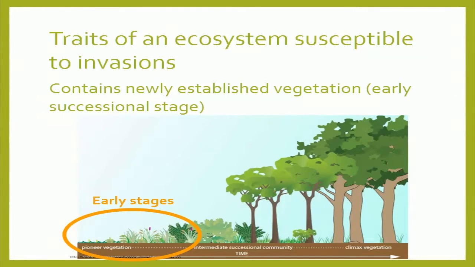Newly established vegetation, or a forest in the early successional stage, can be susceptible to invasion. If you think about it, earlier successional stages tend to happen shortly after major disturbance, which you already know to be a susceptible condition for invasions. Therefore, invasive species can still take advantage of an ecosystem just starting to recover.